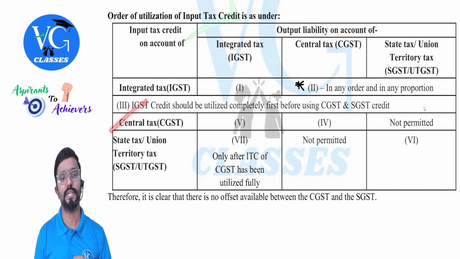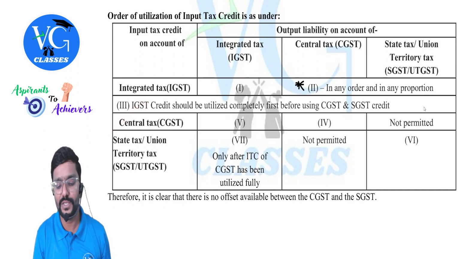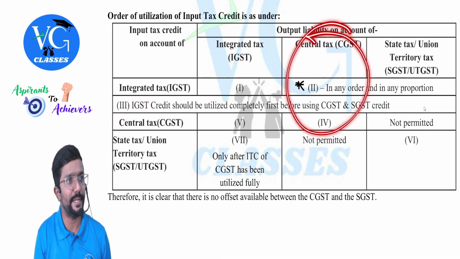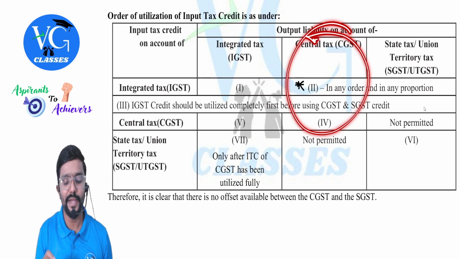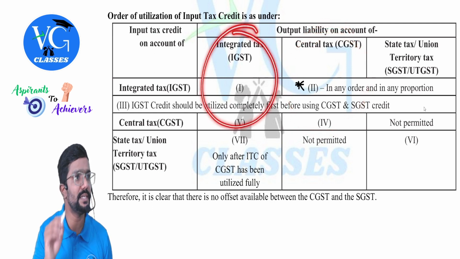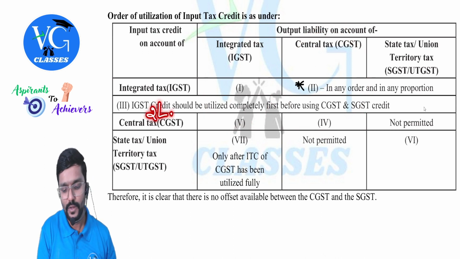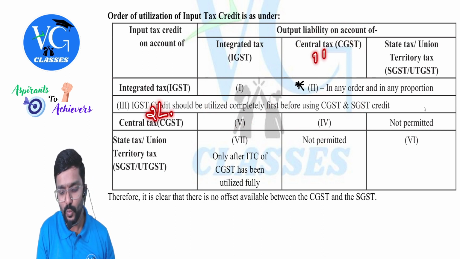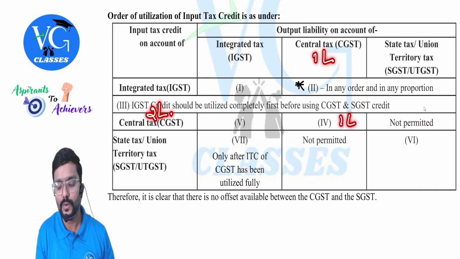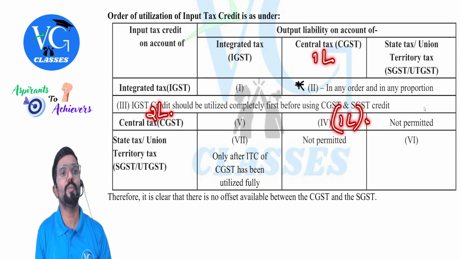Let us move to CGST now. CGST will be first used against what? CGST liability. If still something is pending, can I use it against IGST? Yes. Now assume, guys, CGST credit was 2 lakh, whereas CGST liability was 1 lakh. So how much will I use here? 1 lakh. Still remaining how much? 1 lakh.